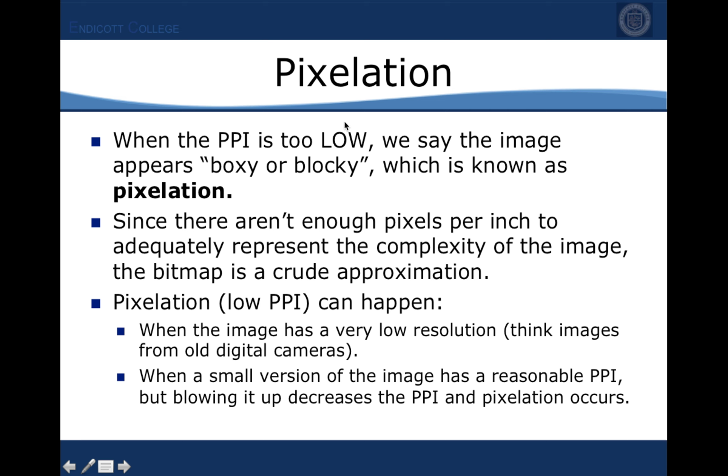So what's the opposite of good resolution? Bad resolution, and this is what I think we call pixelation. So when the PPI is too low, like we saw in the last picture, an image can appear boxy or blocky, and that's known as pixelation, or we'd say the image is pixelated. Obviously, this is to be avoided if you can, but what is this caused by?